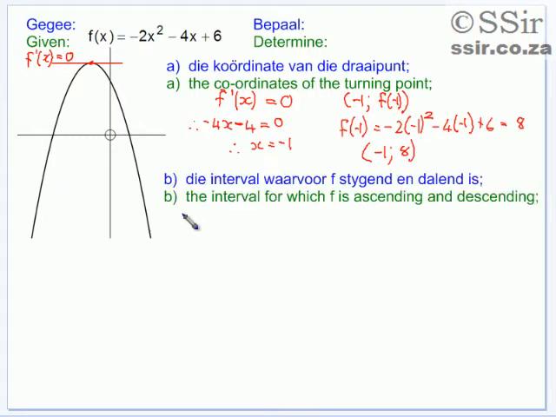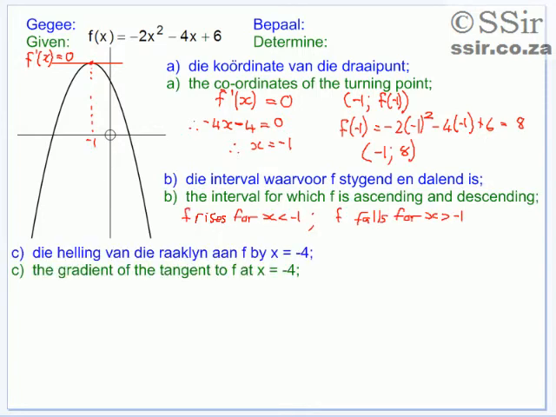Determine the interval for which f is ascending, that means rising, and descending, which means falling. This graph is rising up to the turning point, and from the turning point to the right, the graph is falling or descending. In other words, this graph is rising or ascending for all x values up to the x coordinate of the turning point. After that, it is descending.